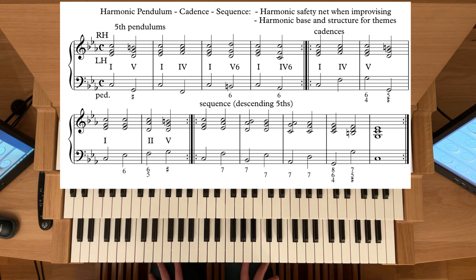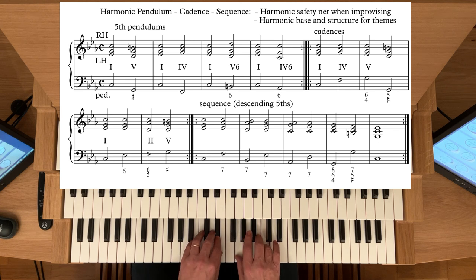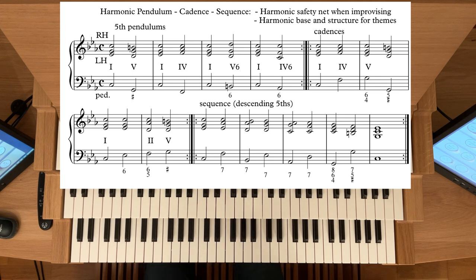Let's repeat. We start with the fifth pendulums. 1, 5, 1, 4, 1. Like this. Then with first inversion chords on the fifth and the fourth step. First inversion, 1, 4. First inversion, 1. Of course, we have to play these pendulums in all positions.